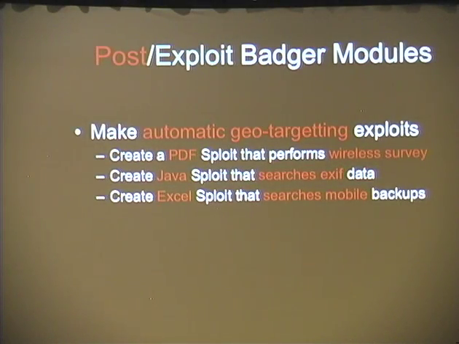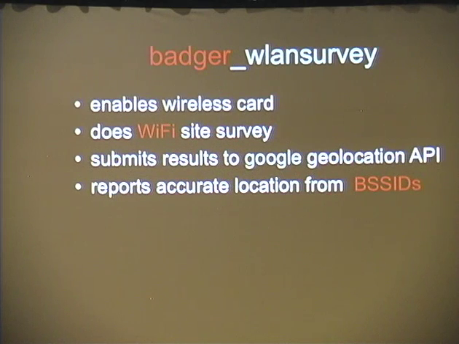But what's really cool and why we wanted to do it was the exploitation modules, so that we can now use the Metasploit framework to create exploits that then run our scripts post-exploitation. So you could create something like a PDF that, as soon as it successfully exploits a target, performs a wireless survey and then reports in. Or create a Java exploit that searches for all EXIF images and their geotags and then reports in. Or create an Excel spreadsheet that goes ahead and looks through your iTunes backups for geotag information. So the first is just that.